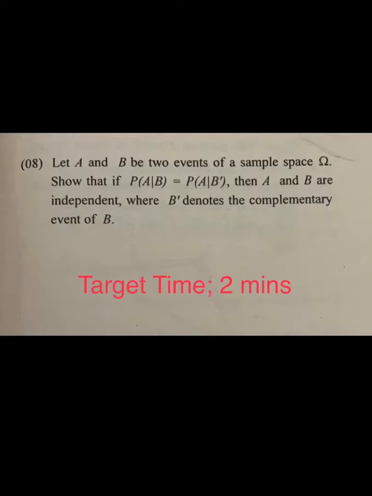So moving on to 2013, question number 8. Let A and B be two events of the sample space omega. Show that if P(A given B) is equal to P(A given B dash), then A and B are independent, where B dash denotes the complementary event of B. So the target time for this question is 2 minutes. Okay, so let's move on to the question.